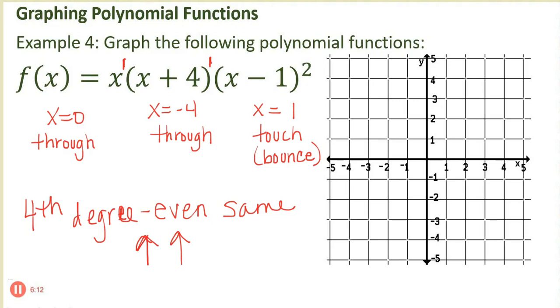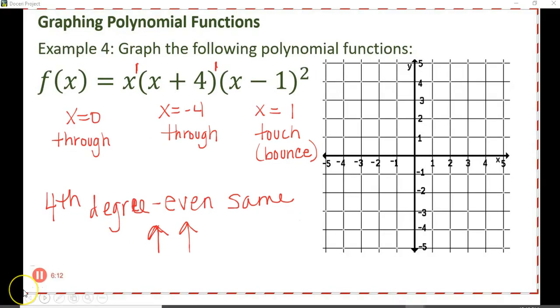Now, when we sketch it, I am going to put my first point at x equals 0. So I'm going to put my point here. And then I'm also going to put a point on x equals negative 4. And then the last one at x equals 1. So I know that because this is an even degree, that on the ends, they're both going to go up. So I'm going to go ahead and put that on my graph. And now I'm ready to fill in the middle.